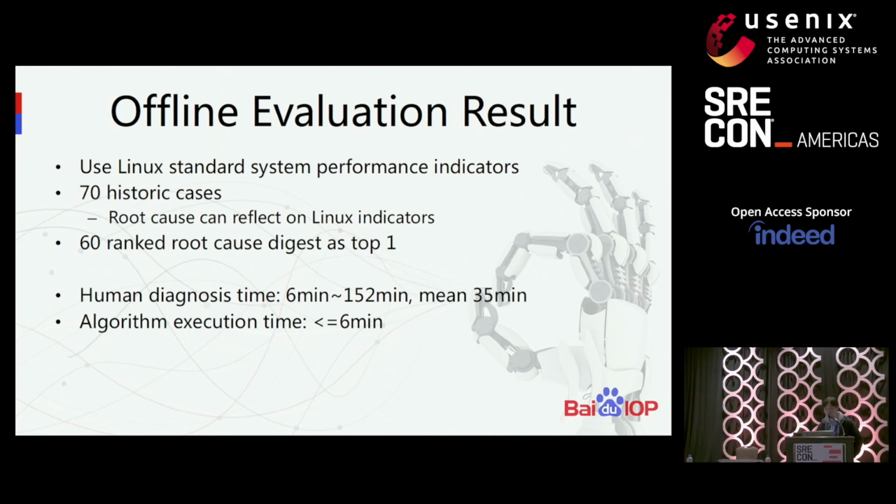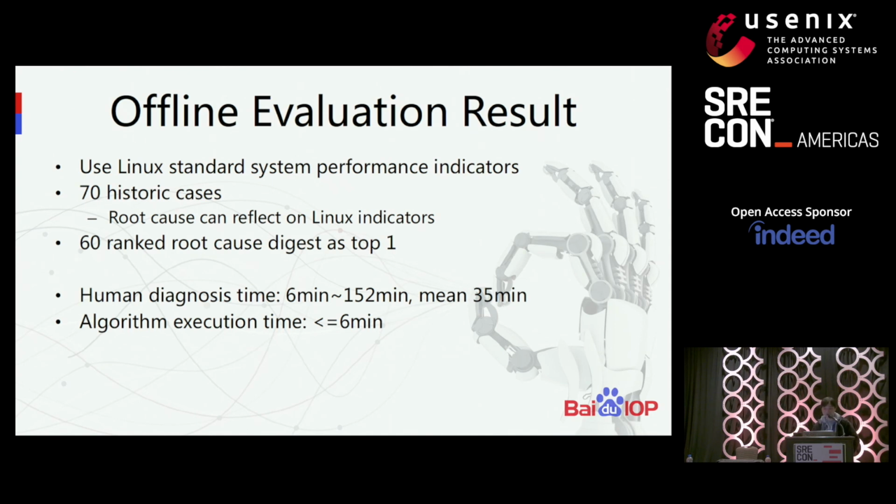The evaluation just uses the Linux standard system performance indicators. And secondly, for those 70 historic cases, the root causes can all be reflected in the Linux indicators. Our result shows that for 60 of these cases, we can rank the root cause digest as top 1. So the top 1 precision is over 80%.